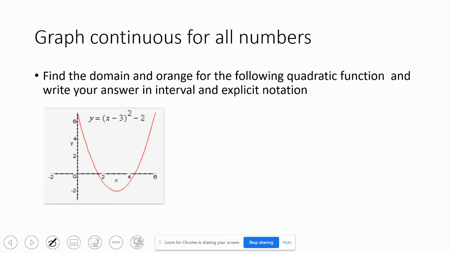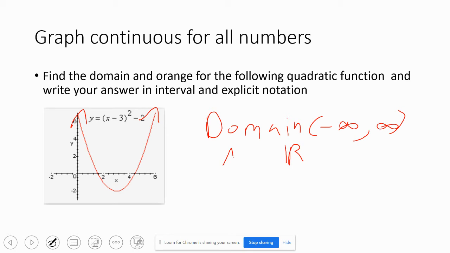Find the domain and range for the following quadratic function and write your answers in interval and explicit notation. So we're assuming these go on forever. So my domain is from negative infinity to positive infinity. In interval or explicit notation, just write all real numbers. You could write this fancy R for all real numbers. You put a line behind the R and you make a fancy R.